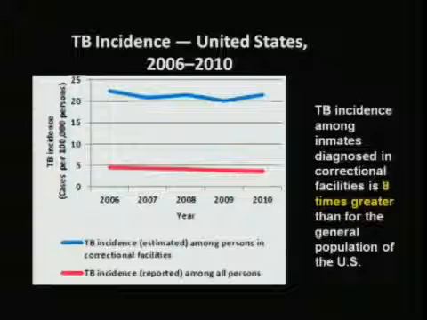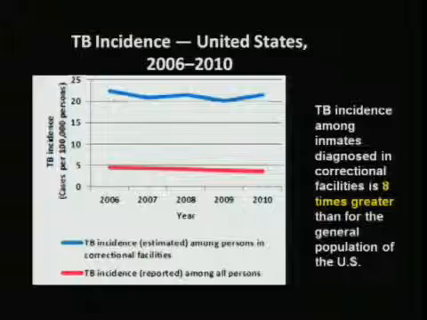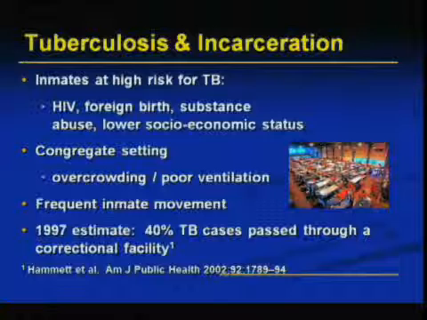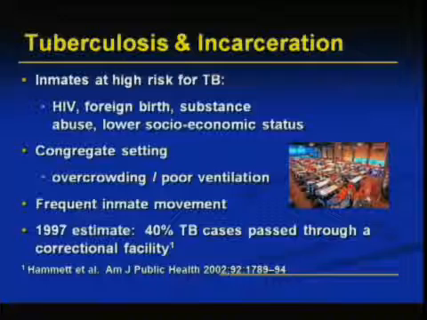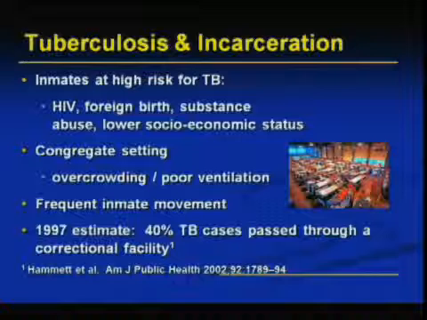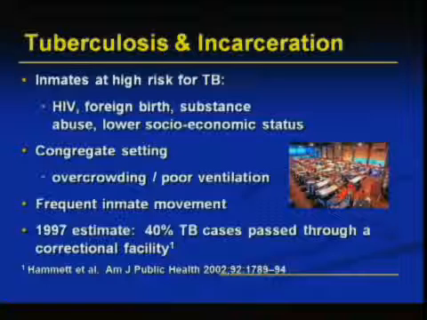This is a slide from the CDC that just shows that the cases of TB in corrections are 8 times greater than in the general population in the United States. And why is that? It's really not because we're having sustained outbreaks in United States prisons. We're not. It's because we have high-risk populations who become incarcerated, as I mentioned, often not on medications, whether they're homeless, or whether they have AIDS and they're not taking their antiretroviral medication. The first time they're identified with active TB is upon incarceration.